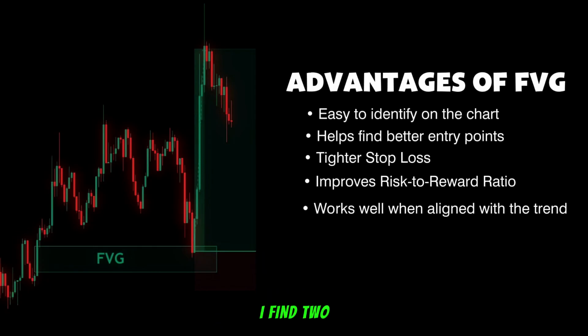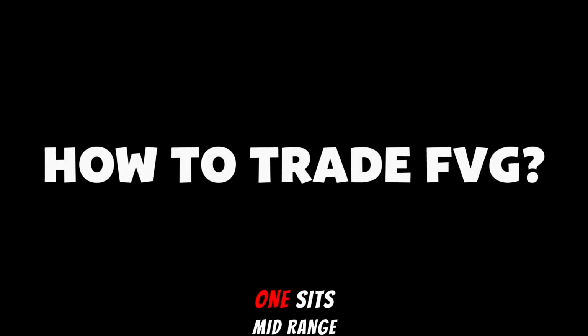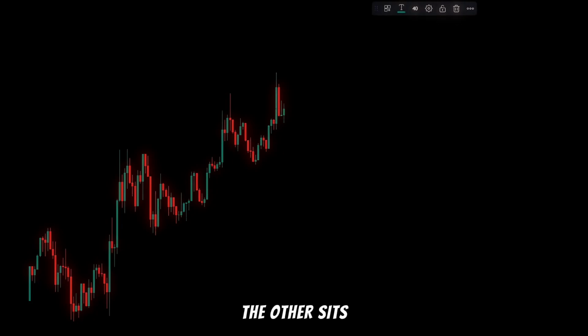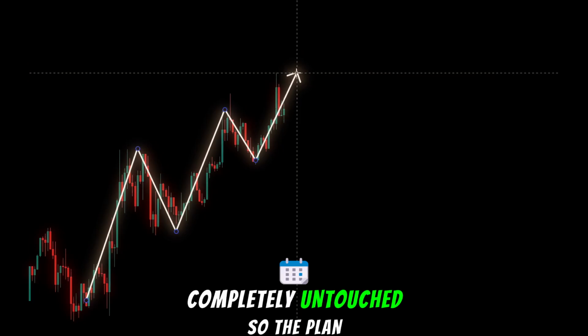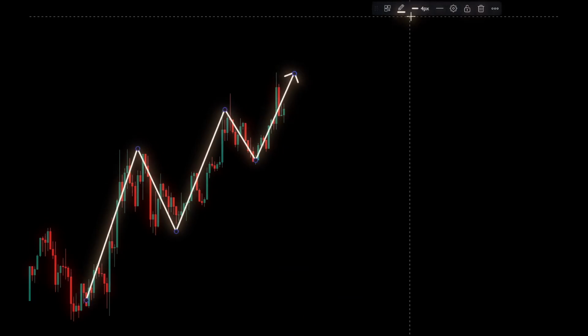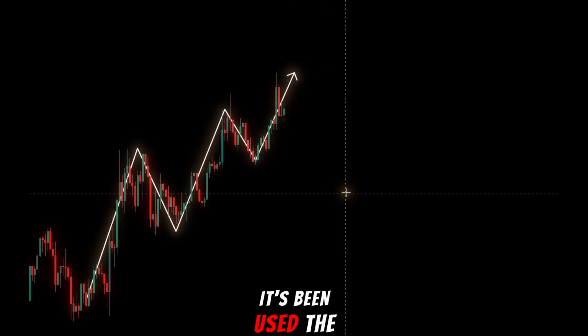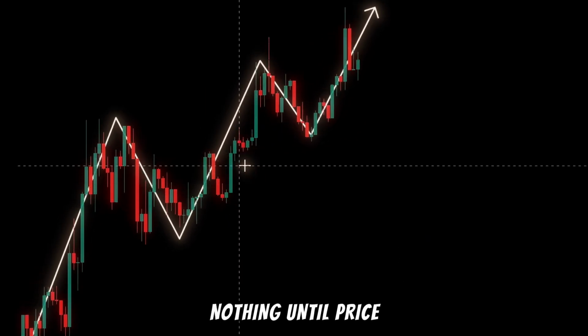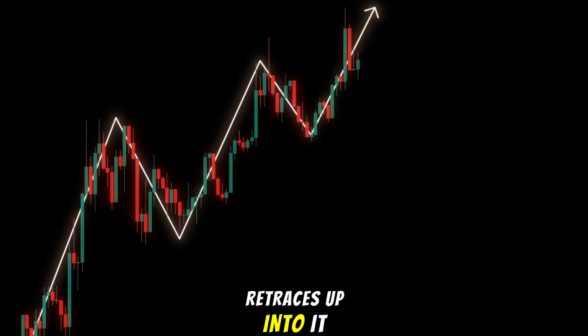On this map, I find 2 gaps. One sits mid-range and price has already traded back through it. The other sits right up at the extreme, completely untouched. So the plan writes itself. The mid-range gap is dead, it's been used. The extreme gap is my area of interest, and I do nothing until price retraces up into it.